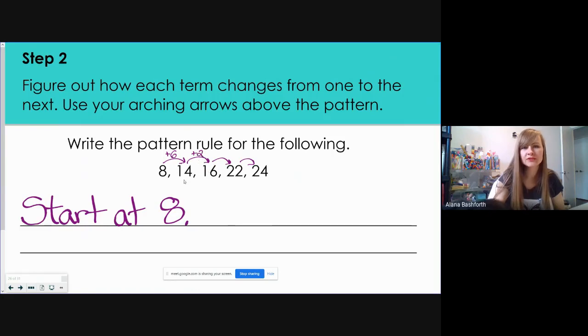Remember to always just look at 2 numbers at a time. Don't overwhelm yourself by looking at the entire pattern. Then 16 plus something equals 22. That is going to be a 6, because 16 plus 6 is 22. And then 22 plus 2 is 24. So that's step 2, doing these arching arrows.